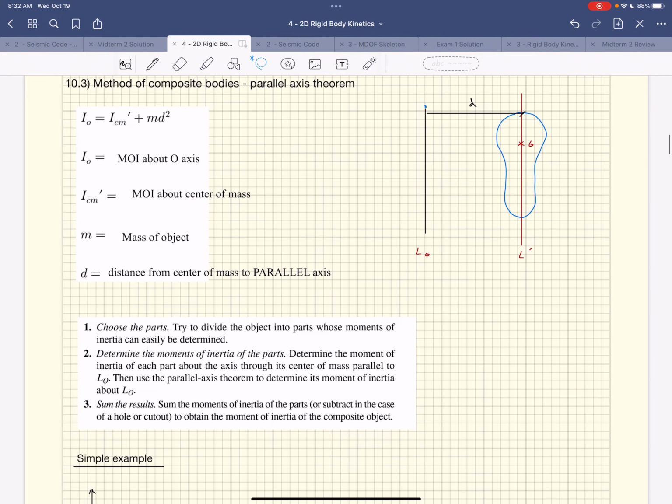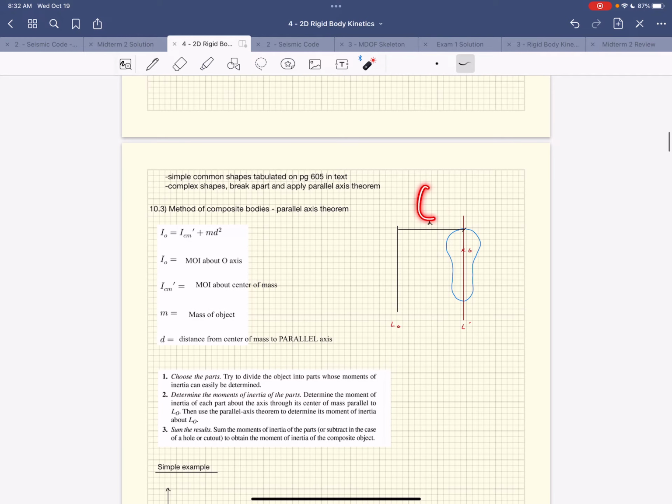Okay. So if I want the moment of inertia about this axis over here, I have to figure out what the moment of inertia of this blob is about its mass center. That's this. And then I add on to it the mass times d squared, where d is the distance between the two parallel axes. And then that gives me the moment of inertia of this object about that axis. And like I said, if I've got different shapes, I do the same thing, I get them all about that axis, and then I just add them up.